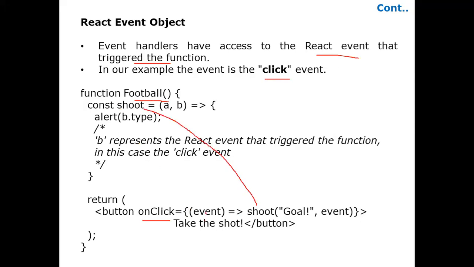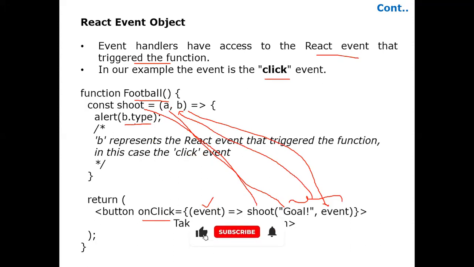To know the particular event, we pass the event in the parenthesis. Now in this function, the parameters we are passing are goal and event, where a is pointing to goal and b is pointing to event. Normally in programming languages, to know the type of the data, we use variable name dot type or typeof variable. Here also, to know the type of the event, b is pointing to the event, so b.type will return the type of the event you have triggered.